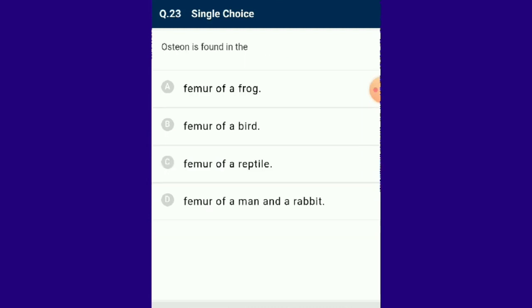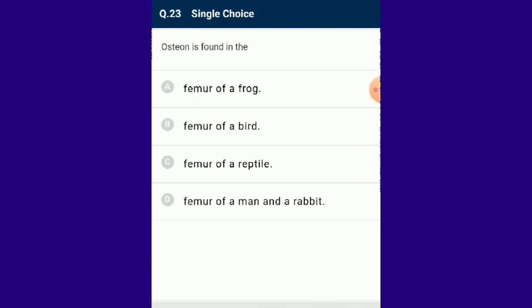Question number 23. Osteon is found in the. The Haversian system or osteon comprises Haversian canal, Haversian lamellae, canaliculi, osteocyte, and lacunae. The presence of the Haversian system is a typical feature of mammalian compact bones.